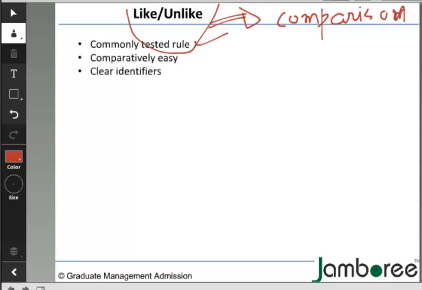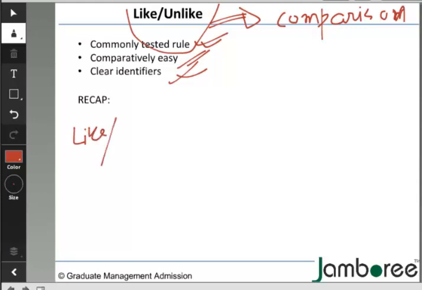It's also a very commonly tested rule. It's comparatively easy, extremely easy. As soon as you can identify these rules, and they're very clear identifiers, it's easy. I would say that it's even easier than parallel construction. Identifying that a question is testing you on this rule is even easier than identifying parallel construction. Just a recap of the concept, so bear with me if you already know this stuff. When this rule is tested, the sentence structure is usually like this.